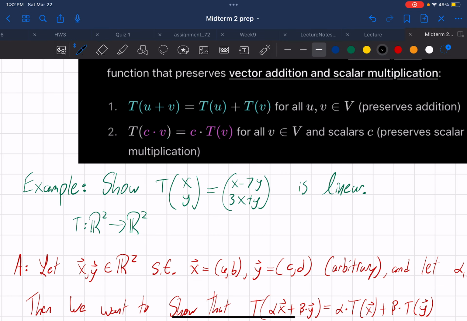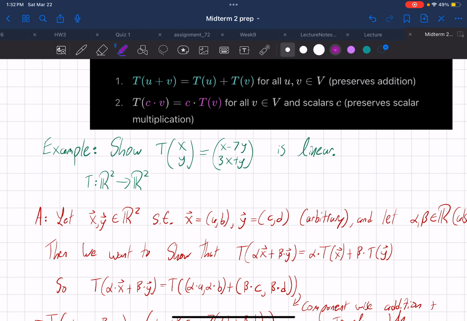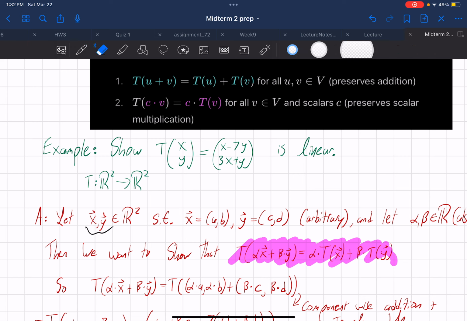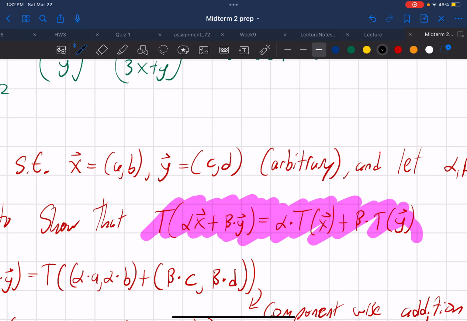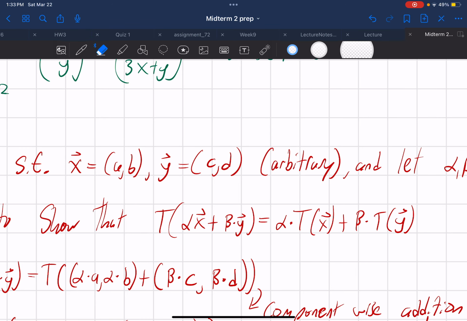Now, diving into how we actually show something's a linear transformation, we want to show this golden equation right here. You can do this step by step, or you can do it all in one by taking two arbitrary vectors in our input space, as well as two arbitrary real valued scalars. We want them to be arbitrary because we want to show this holds for everything. Then we simply want to show that the transformation of alpha times x plus beta times y is equal to alpha times the transformation of x plus beta times the transformation of y.